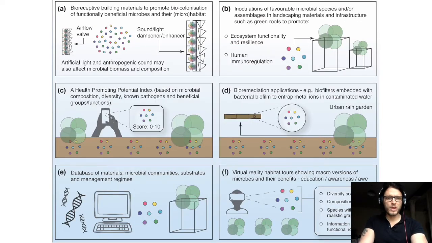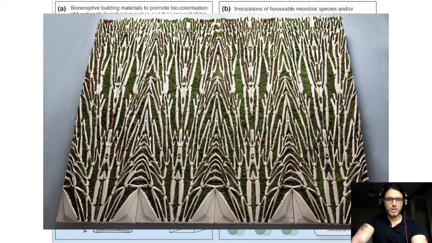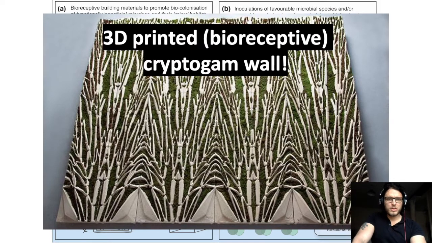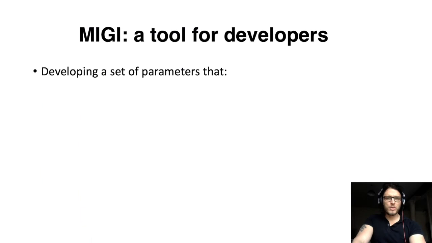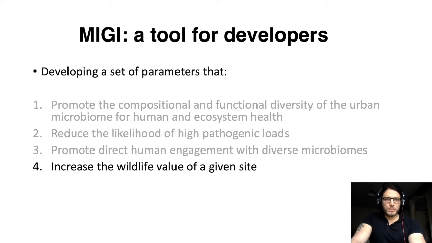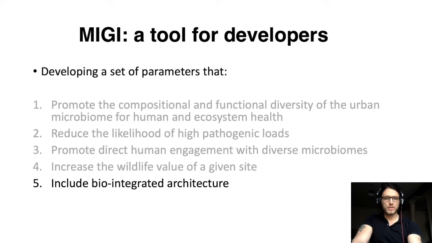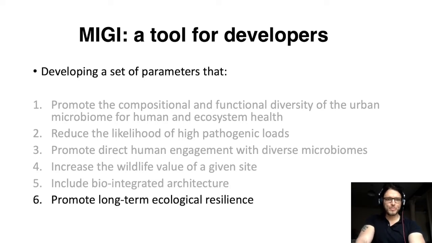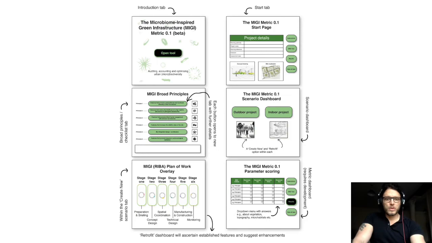This is more of a horizon scanning kind of diagram, so things like biointegrated architecture. This is integrating biology within the architectural skins of buildings, within the materials, so things like walls and roofs, etc. And this is a 3D printed cryptogam wall, so it's bioreceptive, trying to encourage biocolonization from different organisms in the environment. I've worked on these different sets of parameters, and I'm developing a tool that can be used by urban developers, so things like promoting the composition and functional diversity of the urban microbiome, and integrating biointegrated architecture. This is the interface of the tool that I'm working on at the moment.